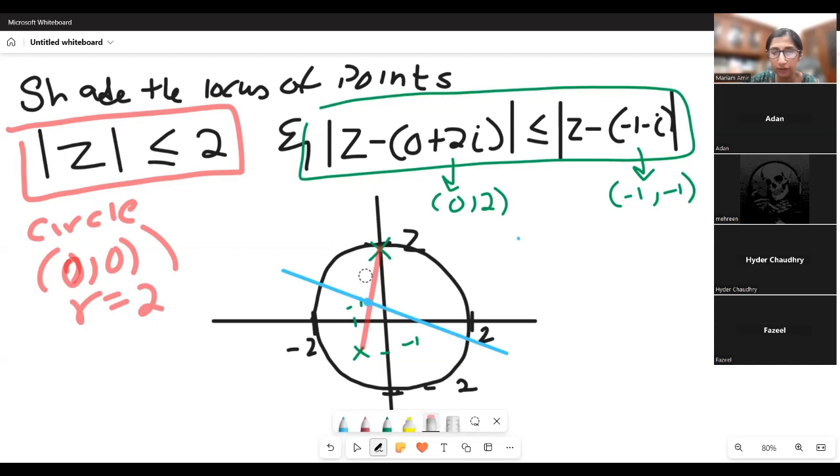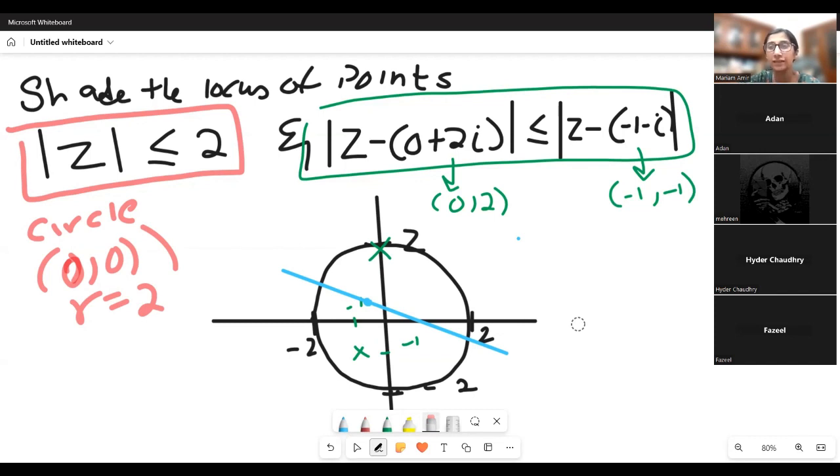Again, since it's an equals to sign underneath the inequality, you're making a solid perpendicular bisector. Otherwise, you would have made a dotted perpendicular bisector. All right, that's done. Now let's look at the inequality.